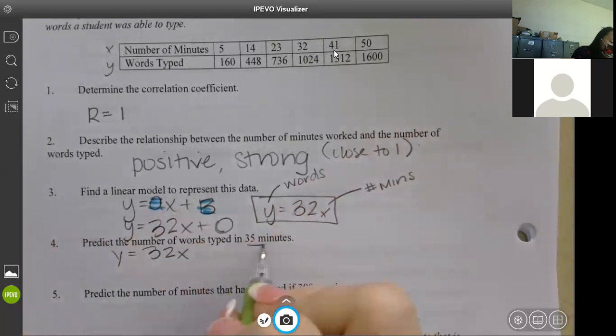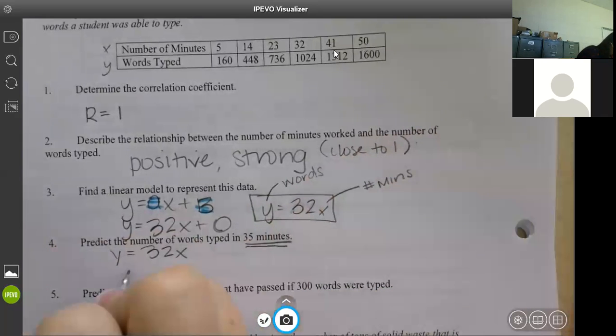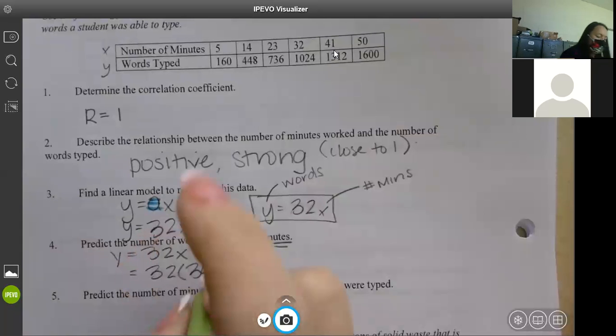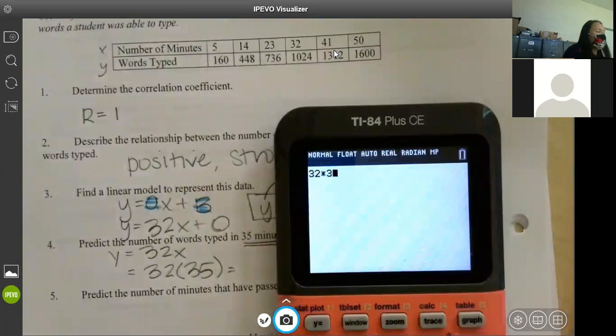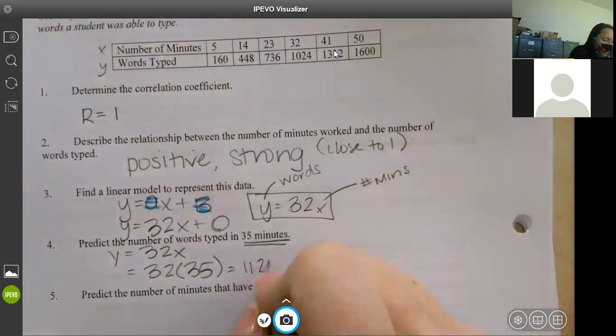And this says 35 minutes. So is that going to go in for X or is it going to go in for Y? X, because X is the number of minutes. So we're just going to plug it in. 32 times 35. Put it in your calculator. And we get 1120. That's your answer.